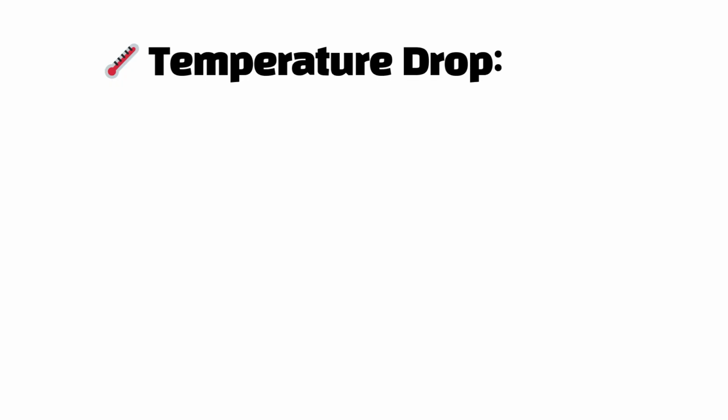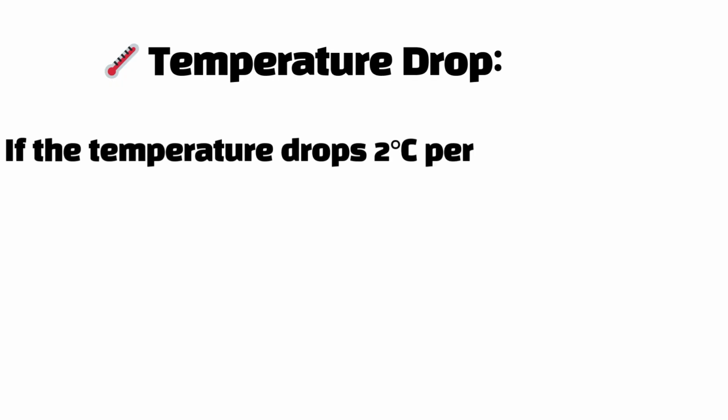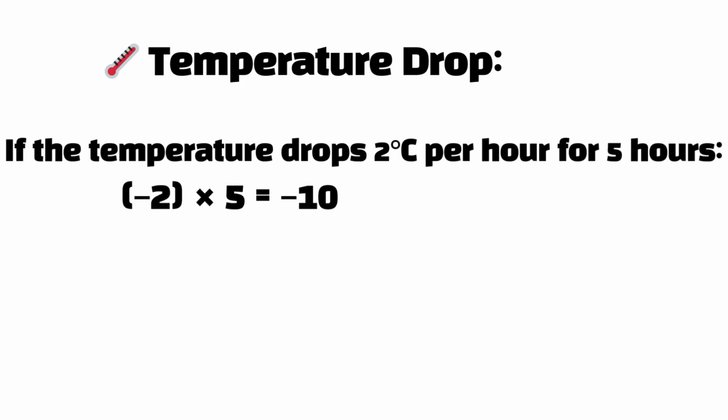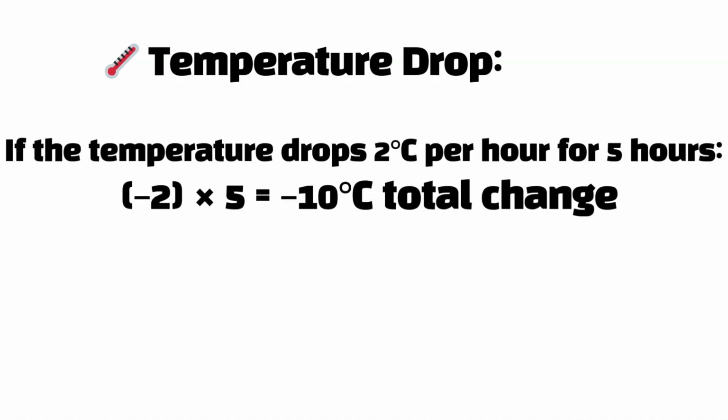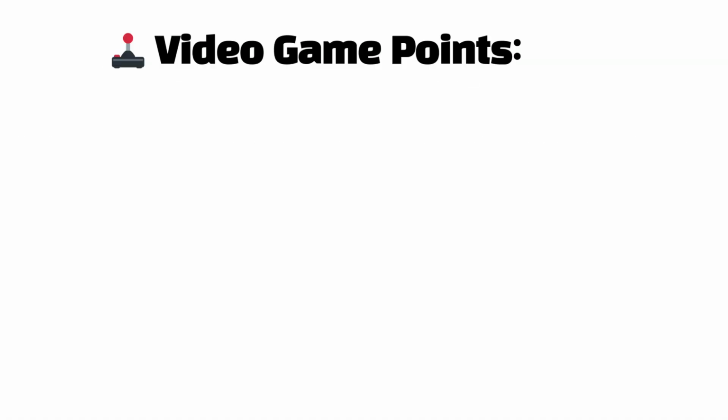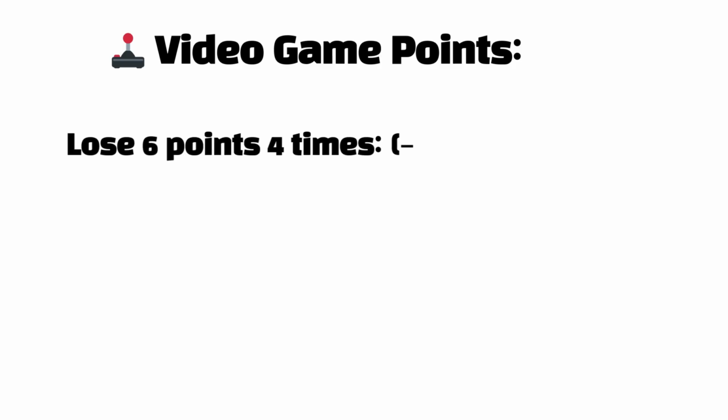Temperature drop. If the temperature drops 2 degrees Celsius per hour for 5 hours, negative 2 times 5 equals negative 10 degrees Celsius, the total change in the temperature. Video game points. If you lose 6 points 4 times in a video game, then negative 6 multiplied by 4 equals negative 24 points. Negative represents the loss of points.